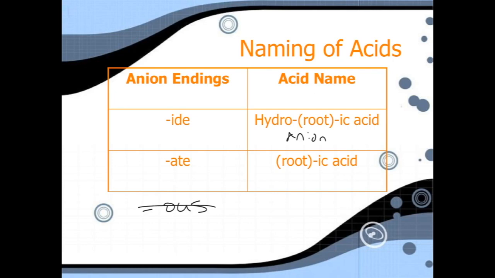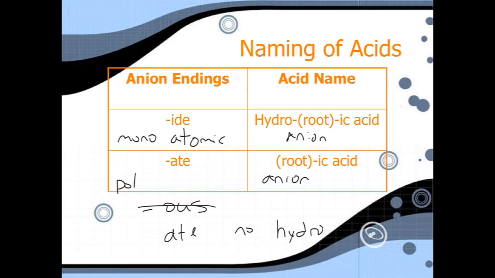Now if the anion ends in ATE, like carbonate or acetate or sulfate, then you simply just write out the root of the anion again with an IC. Notice, ATE has no hydro in front. IDEs are typically monoatomic, which means that they come from the front of the periodic table, where ATE endings are typically polyatomic, which means that they come from the back of the periodic table.